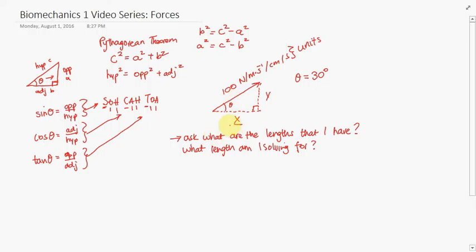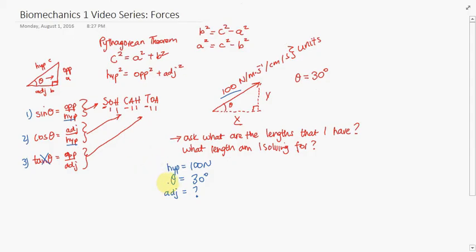Well, in this case, I'm trying to solve for x. So what I would need to do is ask myself, what are the lengths that I have? In this particular triangle, I have this 100 newtons, which is the hypotenuse. I have the angle, which is equal to 30 degrees, and the side of the triangle that I'm looking for is the adjacent side. That's the one I don't know. So which one of these three equations, 1, 2, or 3, has the hypotenuse in it? It's over here, and it's over here, and it's not in this one. So tan is a no-go for this particular equation. So it must be sine or cos.